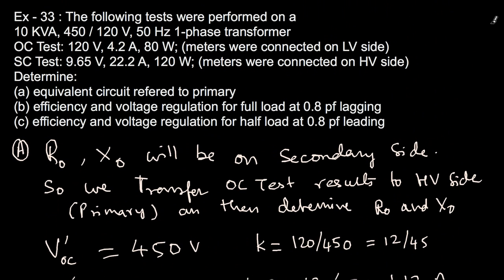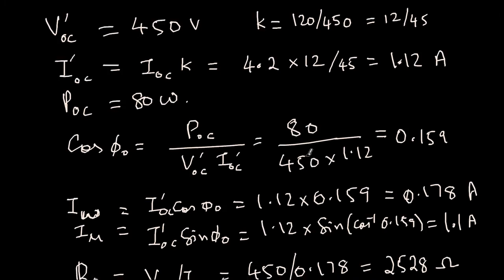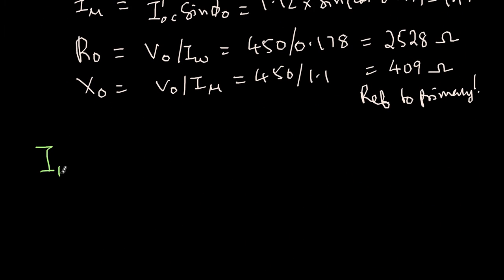When I look at the short circuit data, the meters are already connected on the high voltage side. The high voltage side is 450 V, so I'm already on the HV side. First thing, you verify whether this 22.2 amperes is actually the short circuit current. How do you verify? 10 kVA and 450 V. What will be the full load current?